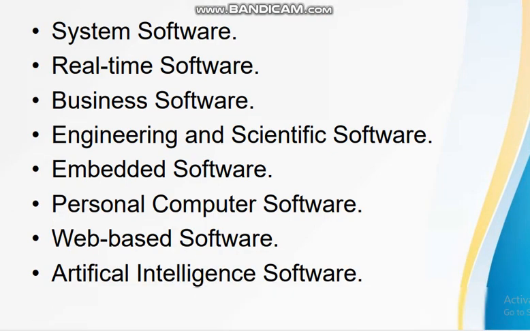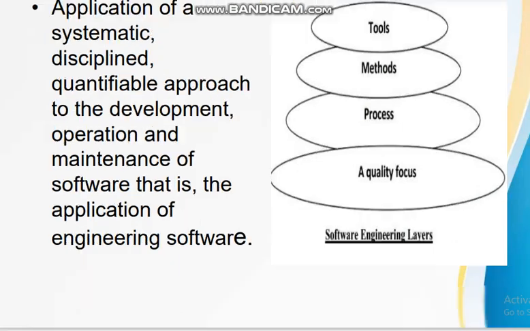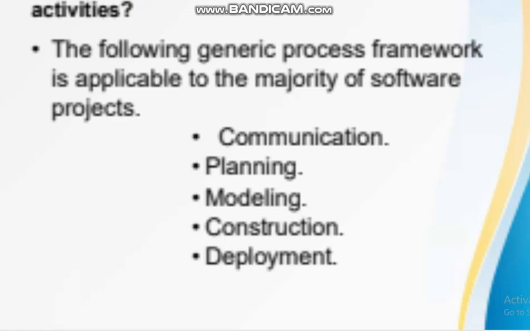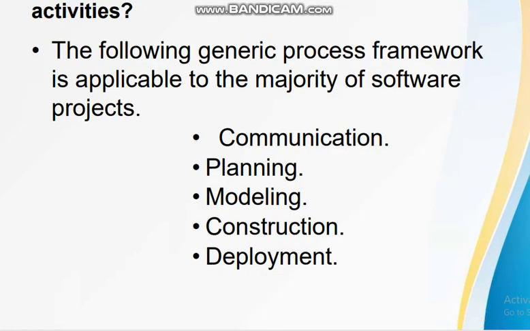These are some layers. And what are the different planning steps, or we can say, what is the framework basically. The following generic process framework is applicable to the majority of software projects. Planning is very important, then modeling, construction, deployment. So there is a cycle also, the software development life cycle. This is one of the most important life cycles. This is called the SDLC model.